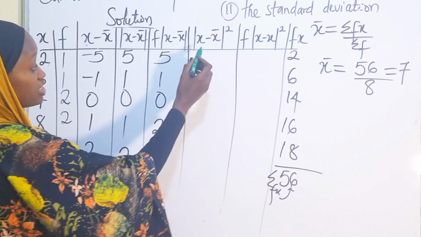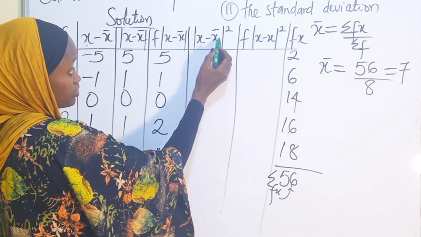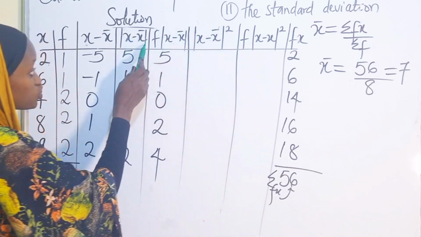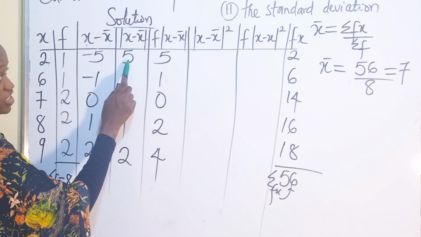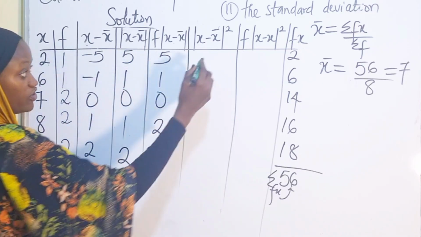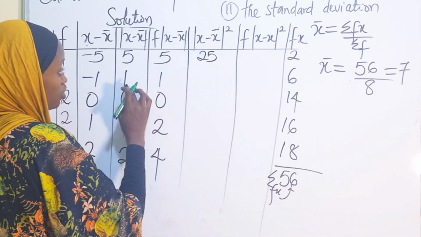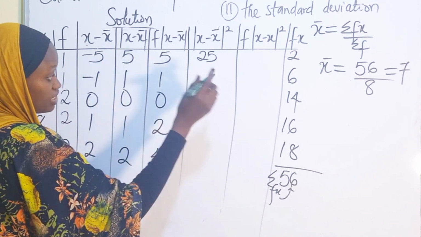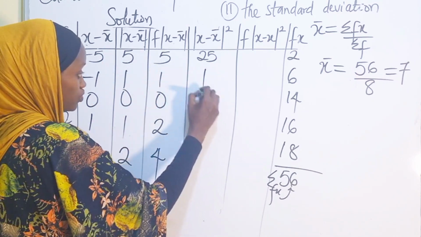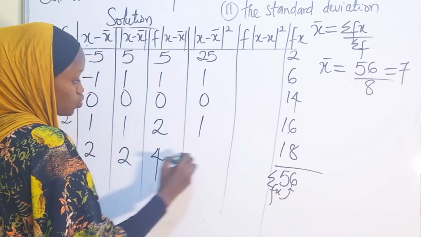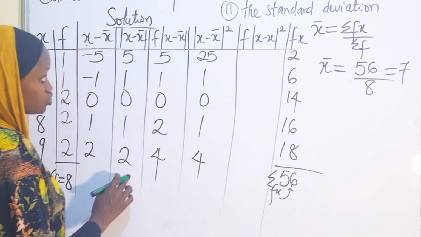Now, let's get the value for absolute value of x minus x bar whole square. So that means we're coming to this column here. We square it. This means 5 square. That is 5 times 5. Here we have 25. 1 square means 1 times 1, 1. 0 square is 0. 1 square is 1. 2 square is what? 4. So we're done with this.